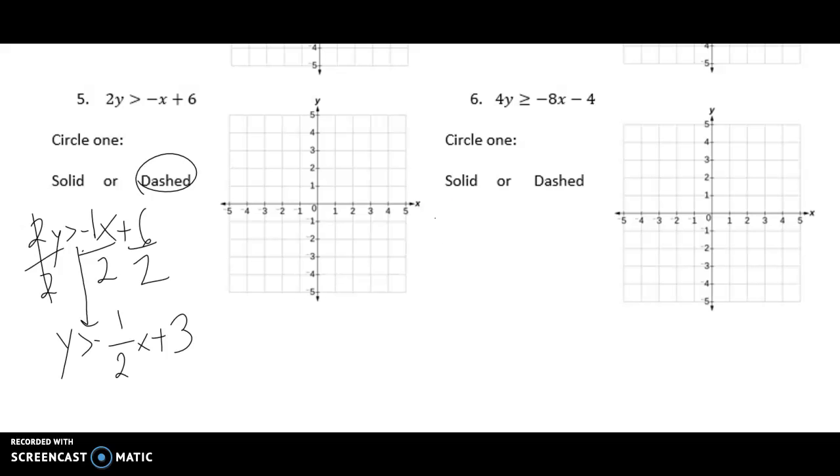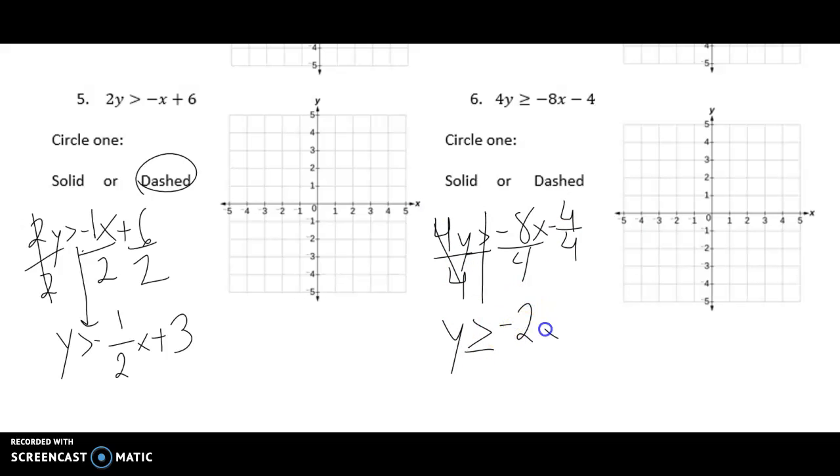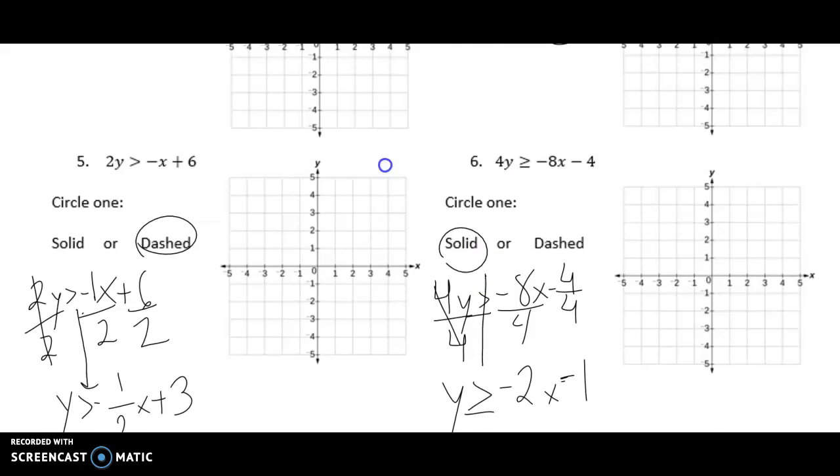4y is greater than or equal to negative 8x minus 4. Let's draw our line. What's furthest away and on the same side as that y? The 4. They're right next to each other, so we're going to divide. Divide by 4 on everyone, and you get y is greater than or equal to negative 8 divided by a positive 4, which is negative 2x. Negative 4 divided by a positive 4 is a negative 1. And it's greater than or equal to, so we know it's solid. So we just zip zapped through the first part.